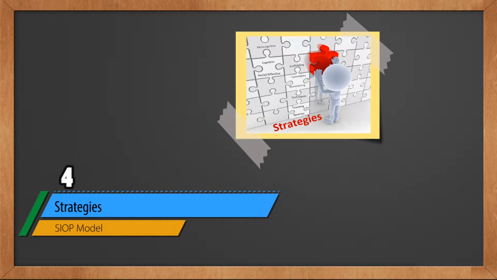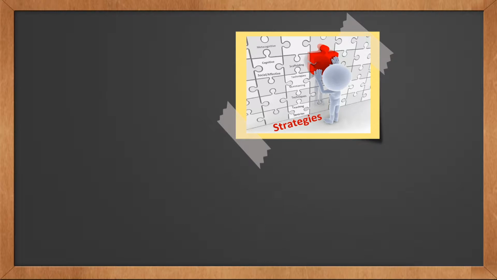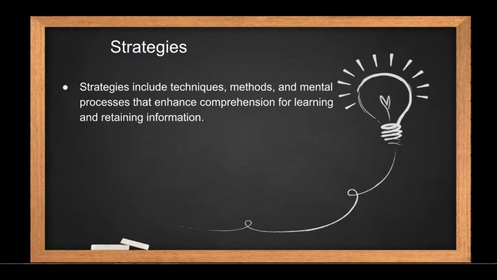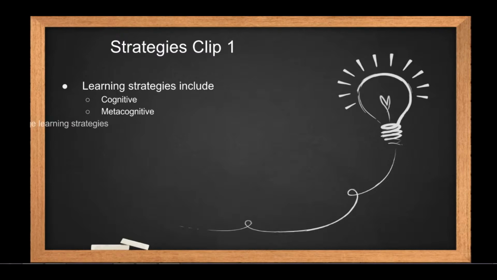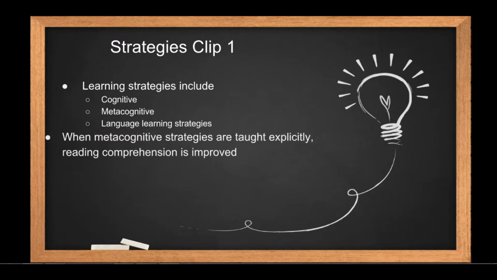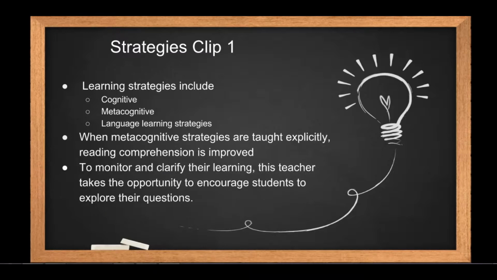Strategies, the next component in SIOP, include techniques, methods, and mental processes that enhance comprehension for learning and retaining information. Learning strategies include cognitive, metacognitive, and language learning strategies. Studies have found that when metacognitive strategies are taught explicitly, reading comprehension is improved. To monitor and clarify their learning, this teacher takes the opportunity to encourage students to explore their questions.